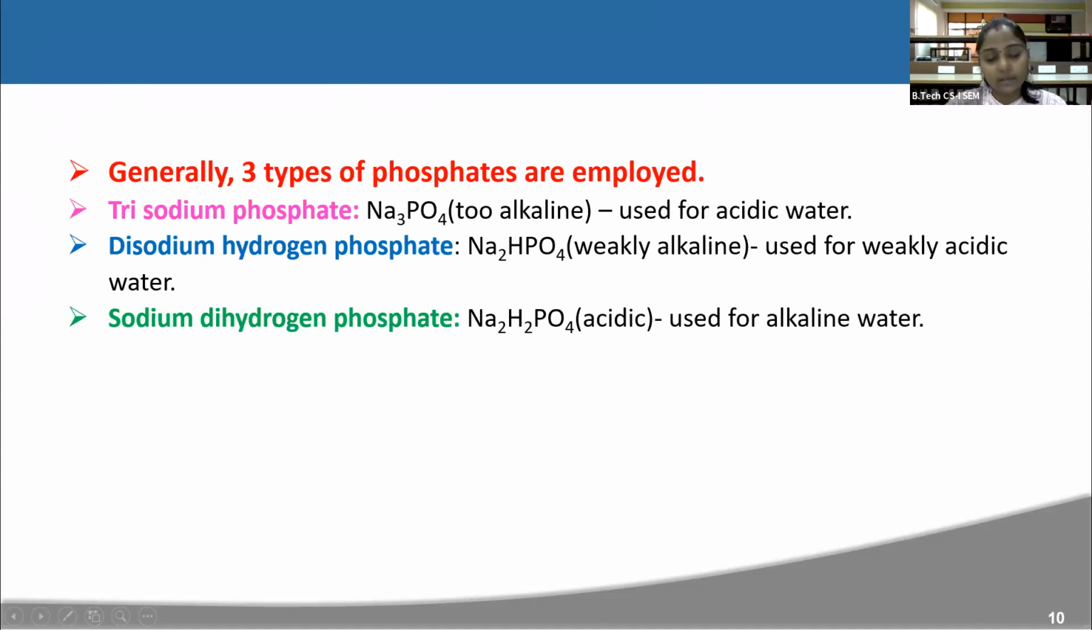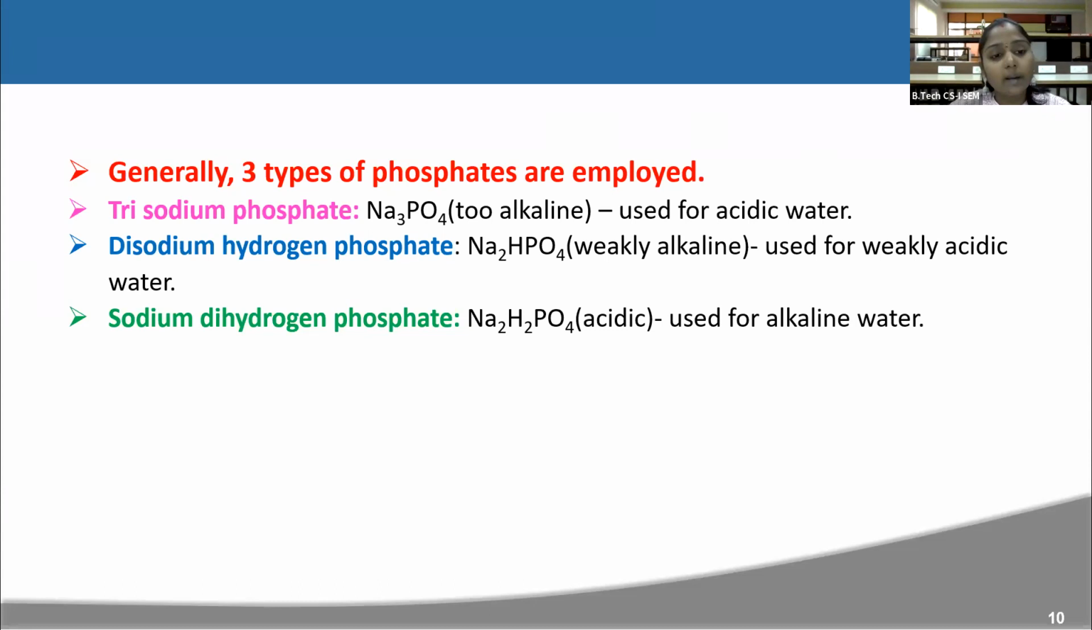generally phosphates are three types. Those are trisodium phosphate. So tri means 3. Here Na3PO4, it is highly alkaline and it is used for acidic water. So if the phosphate conditioning is very alkaline, we have to add it into the acidic water, and then it will be neutral. Phosphate is basic in nature, so we have to add it to acidic water, then it will be neutral.